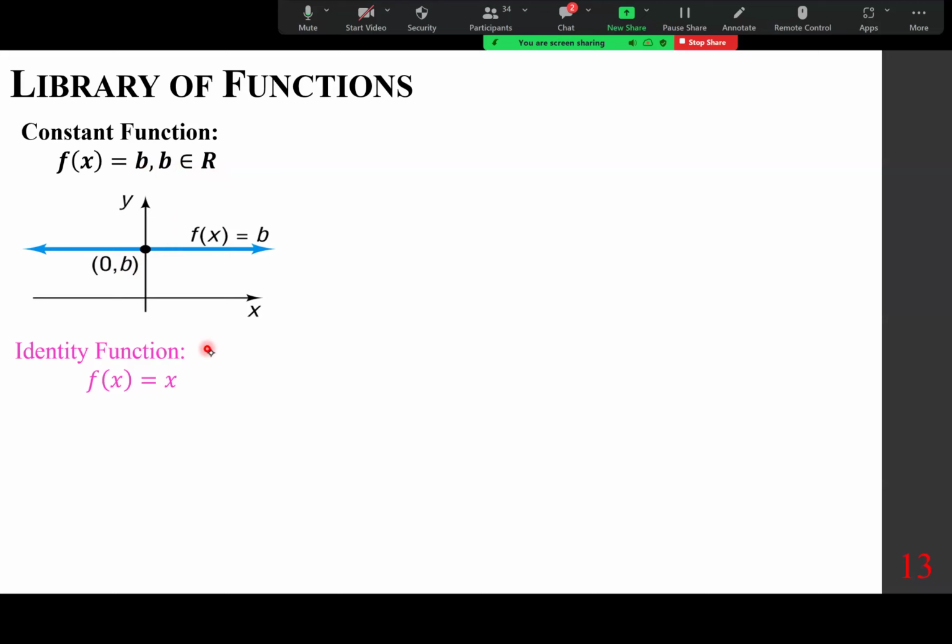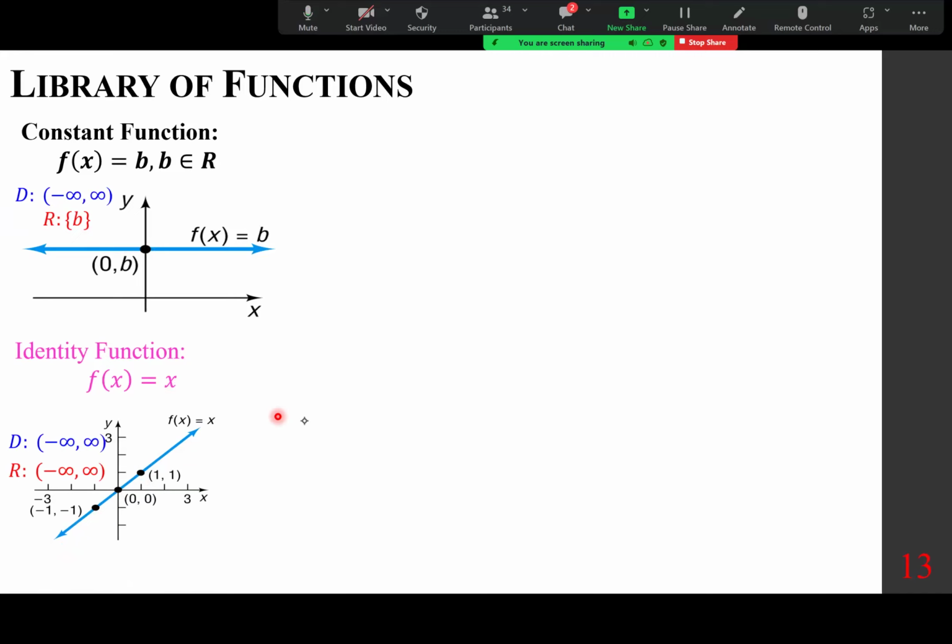Identity function, f of x or y equals x, goes through the origin. By the way, the domain, as I mentioned, is all real numbers. And the range is only one point along the y-axis, which is b. So this line, y equals x or f of x equals x, has a domain and range, both of which are all real numbers. Negative to positive infinity, negative to positive infinity.